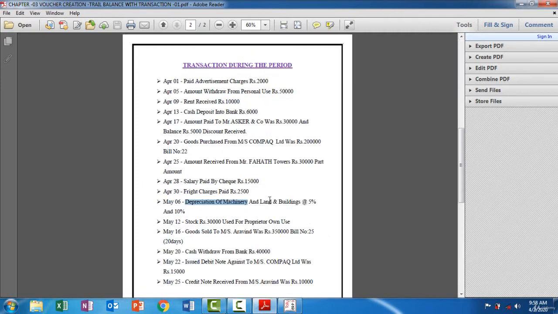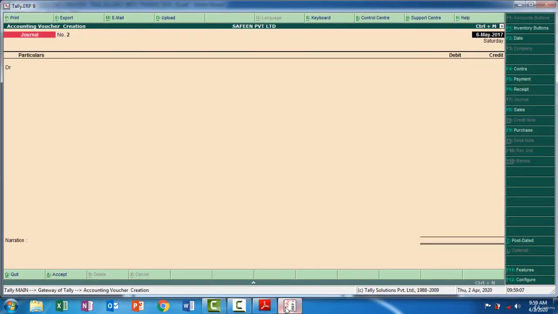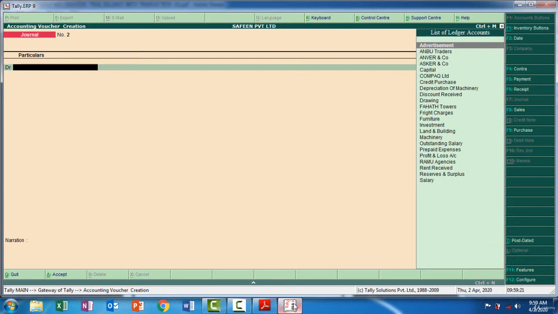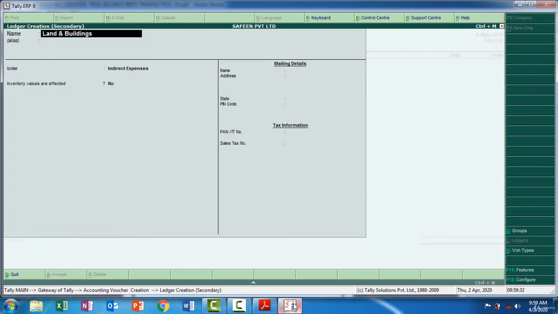land and building 10%. First we have to know the land and building amount, how much? 60,000. So I'm going to enter the second journal here. The date is the same, 6th of May. The debit is depreciation of land and building account. I don't have this ledger, so I need to create it. Alt plus C, depreciation of land and building, it is also indirect expenses.